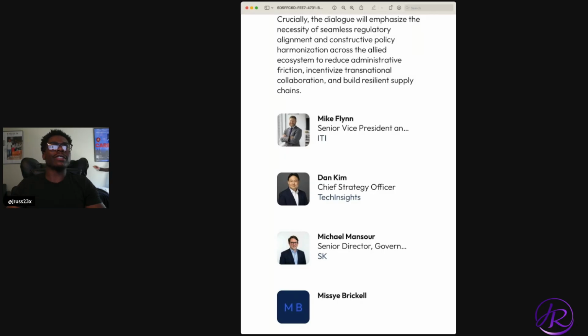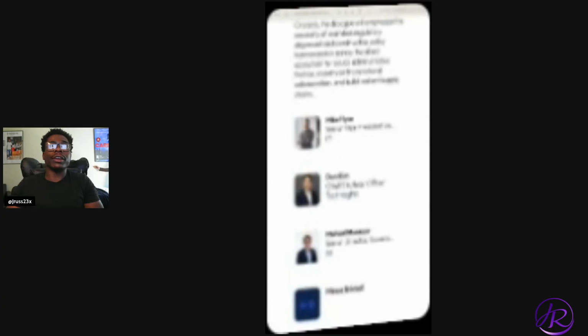Crucially, the dialogue will emphasize the necessity of seamless regulatory alignment and constructive policy harmonization across the allied ecosystem to reduce administrative friction, incentivize transnational collaboration, and build resilient supply chains. A lot of government and policy was covered in here too, because it's important that the government makes the right laws and everyone's in contact and working together to be able to cater and shape these laws that don't hinder the growth of AI, so that our adversaries don't win when it comes to AI, because we are in the lead right now.